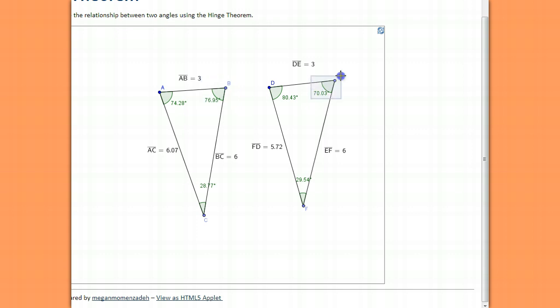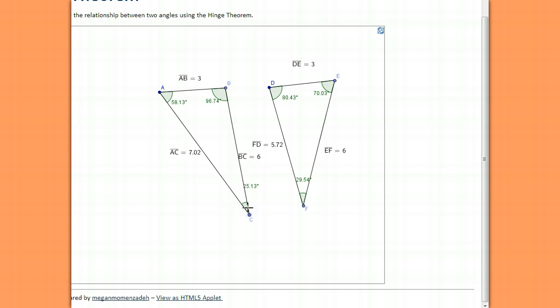When we compare that to the corresponding angle, the 70 degrees, because this angle, the 70.3 degrees, is smaller than the 77 degree angle, the opposite side should be smaller or less than the other third side. Or the other way to think about it is this angle is bigger than that angle, so AC will be longer than FD, and it is.